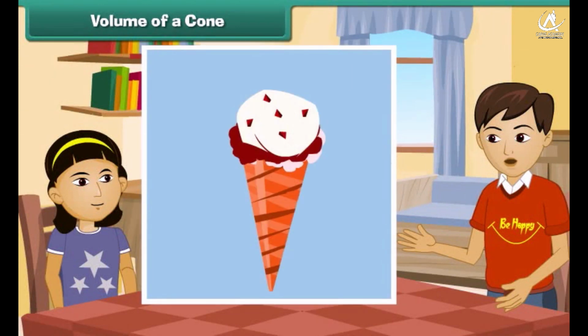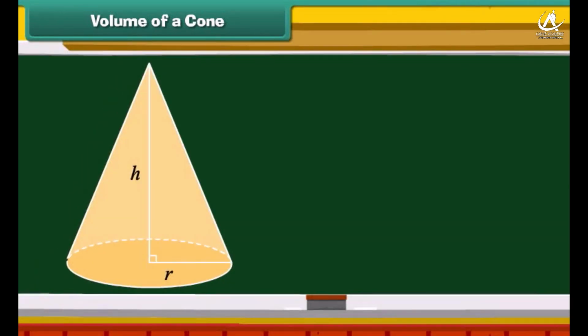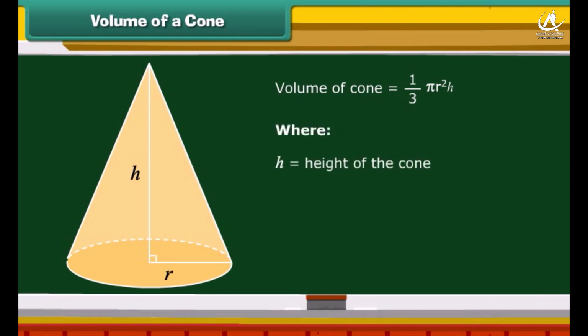Wow, yummy ice cream! Have you ever wondered how much ice cream it would take to fill up a cone? Have a close look at its cone. It has a round base which narrows to a point. Are you interested in measuring its volume? Volume of a cone is simply given by 1 by 3 pi r square h, where h is equal to the height of the cone and r is equal to the radius of the circular base of the cone.